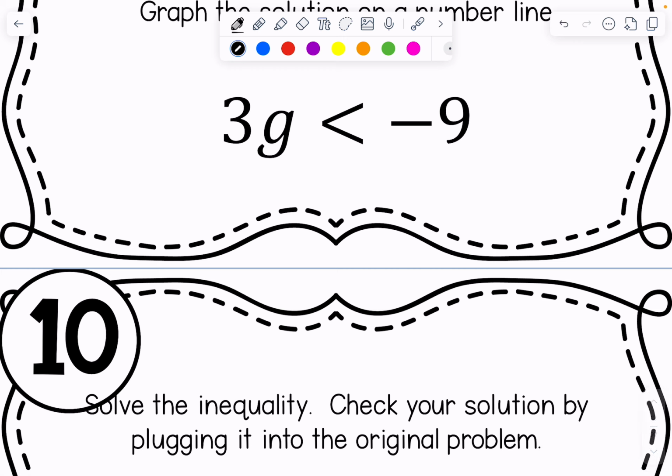We can also solve one-step inequalities using multiplication and division. So here I have 3 times g is less than negative 9. The 3 is being multiplied with the g, so I want to undo that. So to undo that, I need to divide by 3. 3 divided by 3 is going to simplify to 1. They're going to 1 out. And then because I divided the left side by 3, I'm going to divide the right side by 3 as well. Negative 9 divided by 3 is going to give me negative 3.